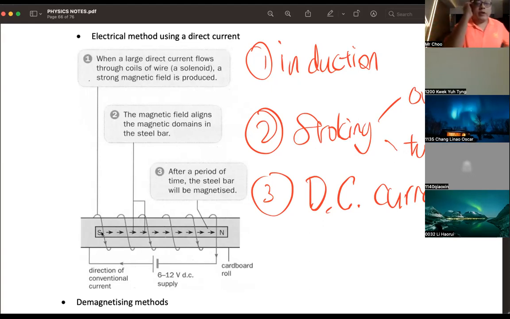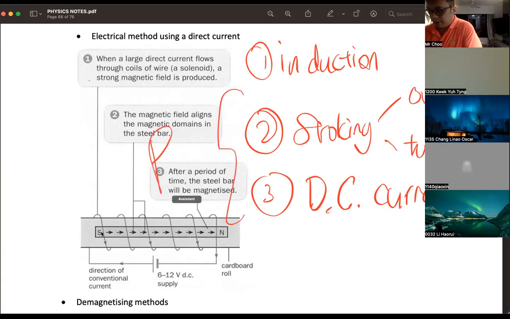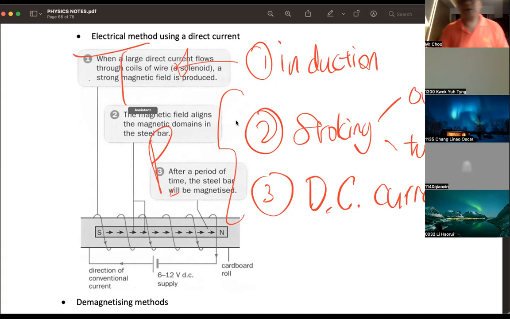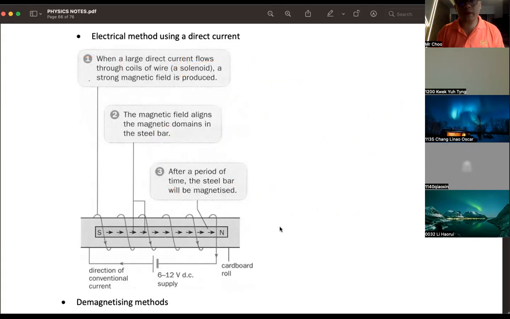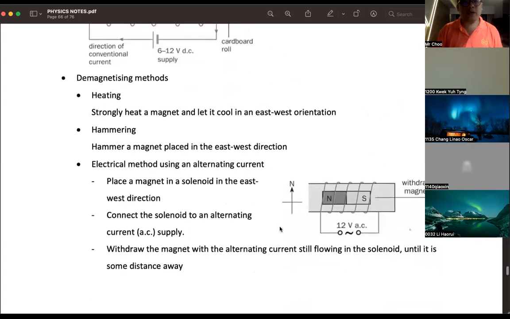Okay, so we have learned how to make a magnetic material become a magnet. So these two are the permanent methods, and this one is the temporary method. Okay, so let's continue. Then, when you're given a magnet, can you destroy the magnet? Okay, can you destroy the magnet? There are three ways of doing it.